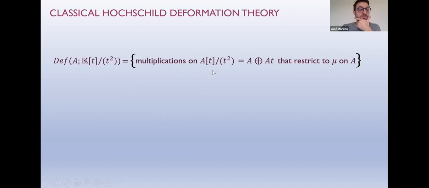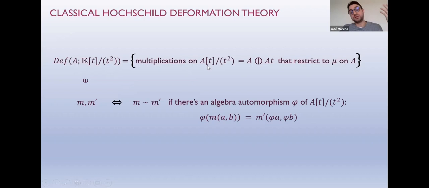And now we don't want to study multiplications on this bigger algebra per se, but we want to give some notion of equivalence relation. If we take two such deformations, then we will say that the two are equivalent if and only if you can find an automorphism of the big algebra that intertwines the two products, right? So an algebra automorphism of the bigger thing.